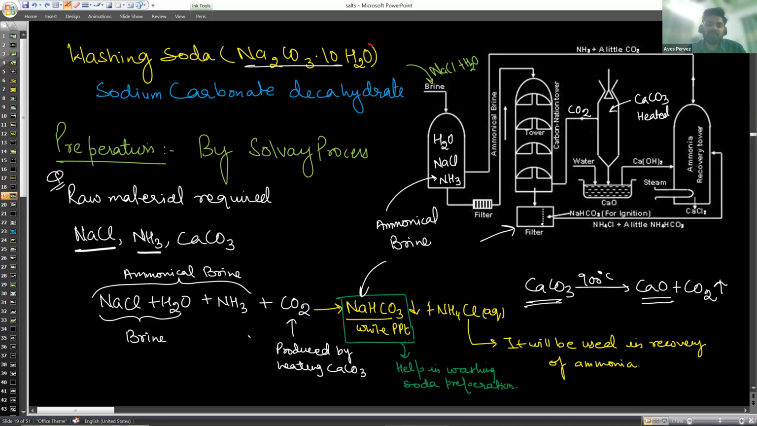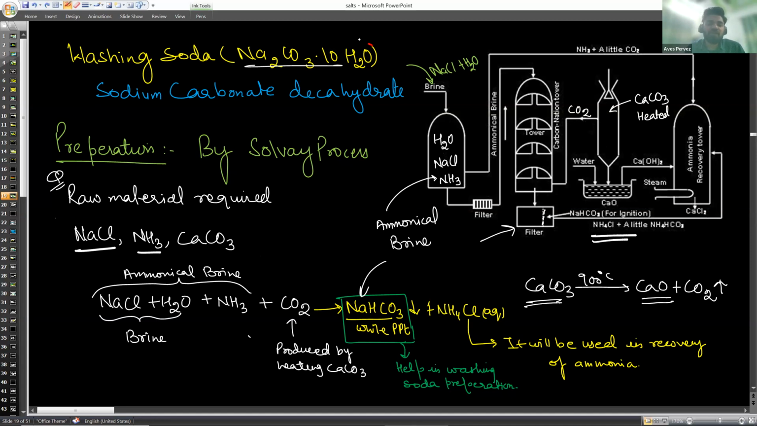We will filter it. The filtrate will remain here, and the ammonium chloride will pass through it. So actually, what is the raw material? If the question comes in an MCQ asking what the raw materials are for the Solvay process, for making baking soda or washing soda, the raw materials are NaCl, NH3, and calcium carbonate, not carbon dioxide. If water is there in the options, you can take the water option also. If it is not given, then it's okay because water is easily available. Got it? Understood?